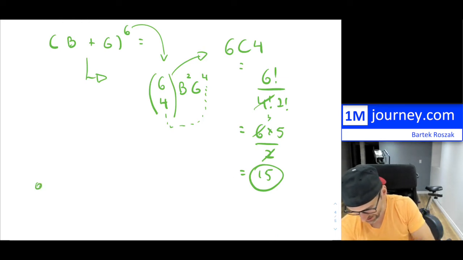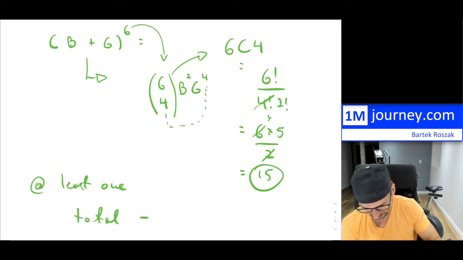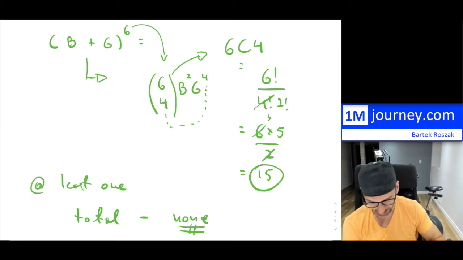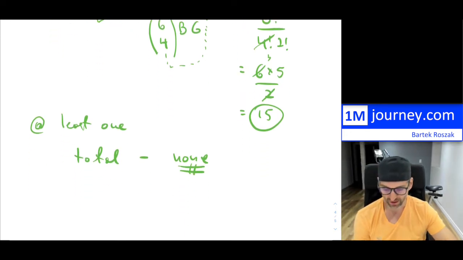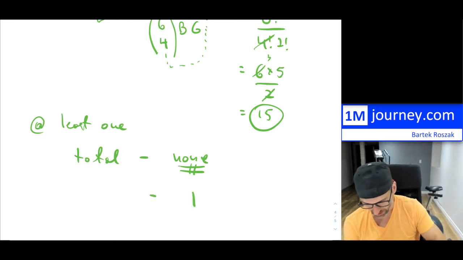So anytime I see this at least 1, I always think, well, take total minus none, right? So none meaning that they were all boys. Well, they're all boys. There's only one way of doing that. That means you just have a boy. So that's going to be 1.